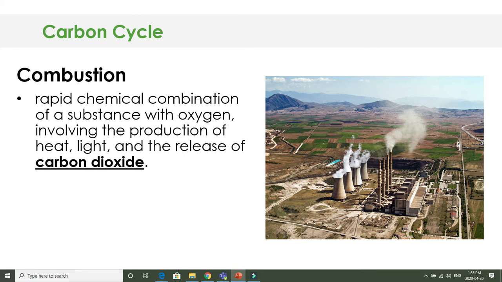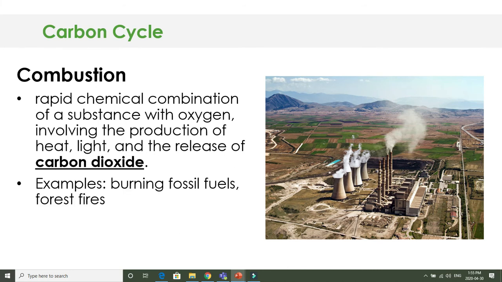Combustion, so rapid chemical combustion of a substance with oxygen. So anything that involves burning, right? We release heat, light, and also carbon dioxide when we do that. So this is one way that carbon is moved from the biosphere or lithosphere and into the atmosphere. So here's again your examples: burning fossil fuels, which would be taking it out of the lithosphere, and forest fires, which would be taking it out of the biosphere.